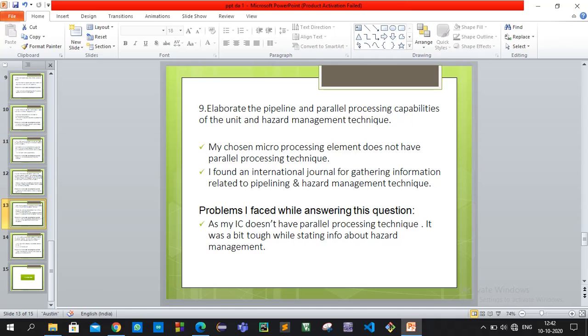The main problem I faced while answering this question is, as my IC does not have a parallel processing technique, it was a bit tough to state information about hazard management.